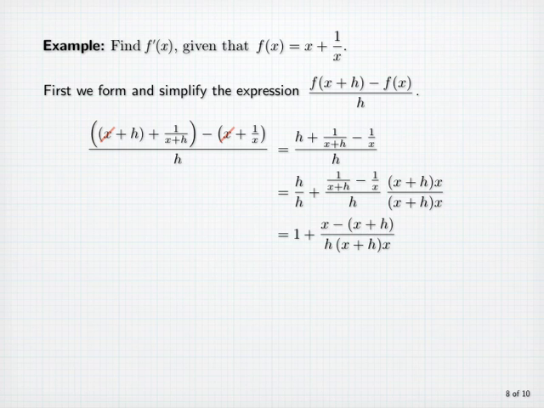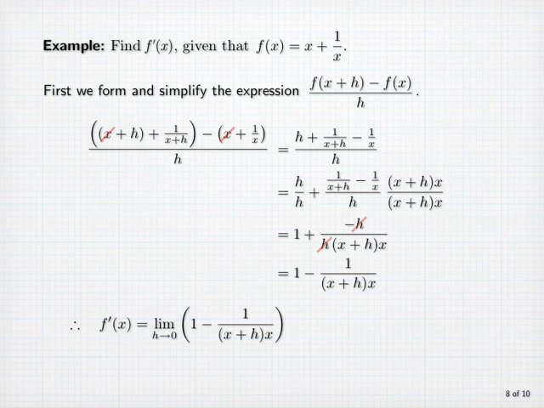Now, h divided by h is 1, and the numerator of the second term becomes x minus x plus h. X minus x is 0, so our numerator is just minus h. Now we can cancel an h, and we have 1 minus 1 over x plus h times x, which is finally in a form in which we can evaluate the limit as h approaches 0.